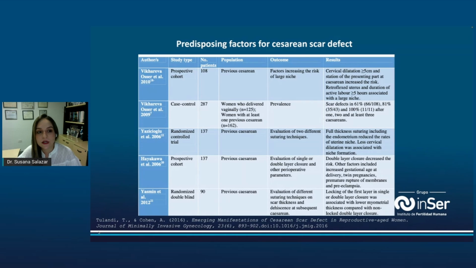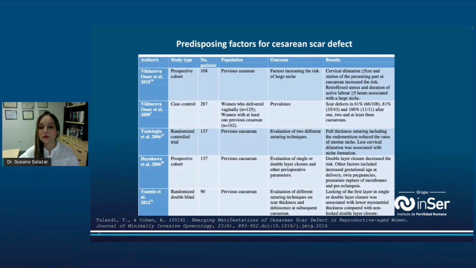The results were, first, cervical dilation more than 5 centimeters and station of the presenting part as C-section stage increased the risk. Retroflexed uterus and duration of active labor more than 5 hours were associated with a large niche. Scar defects were seen in 61, 81, and 100% after 1, 2, and 3 C-sections. Full thickness suturing, including the endometrium, reduces the rates of uterine niche. Less cervical dilation was associated with niche formation. Double layer closure decreases the risk.